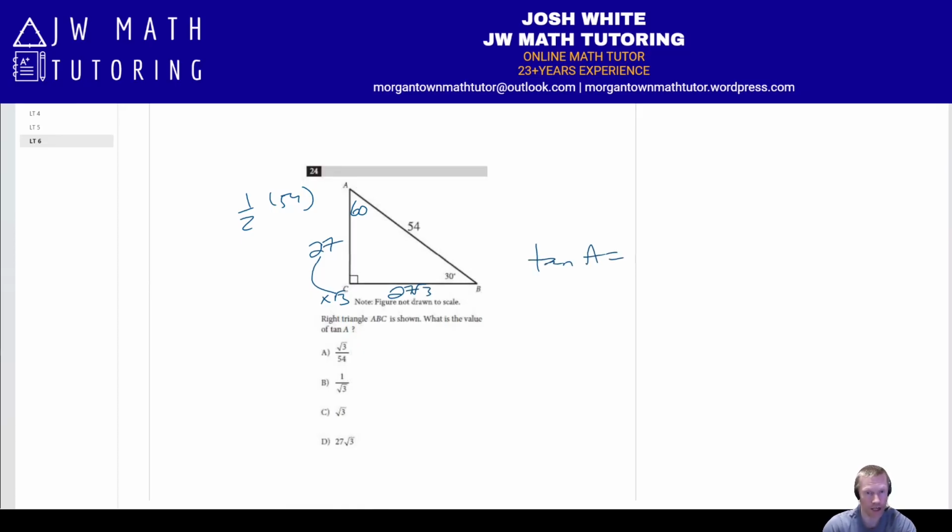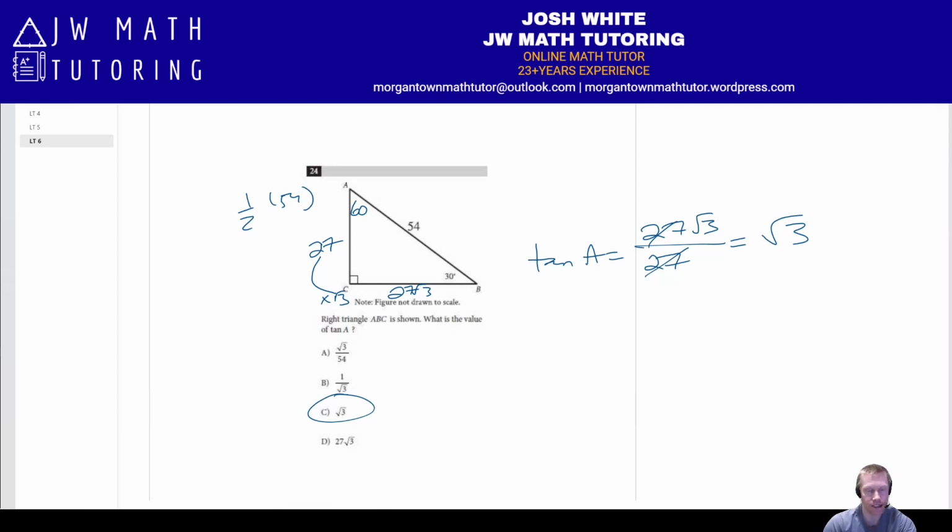So now tangent of A is equal to, let's see here, opposite, which is 27 root 3, over adjacent, which is just 27. Therefore, 27 cancels out, and we just get root 3. So the correct answer for this problem is just letter C.